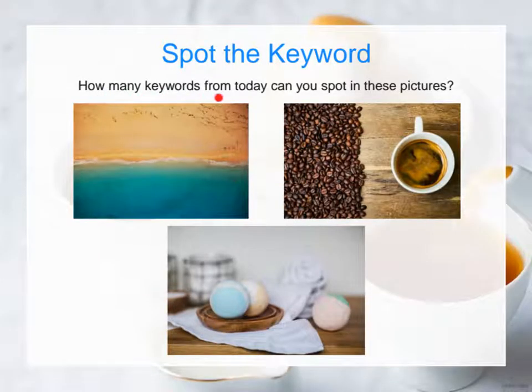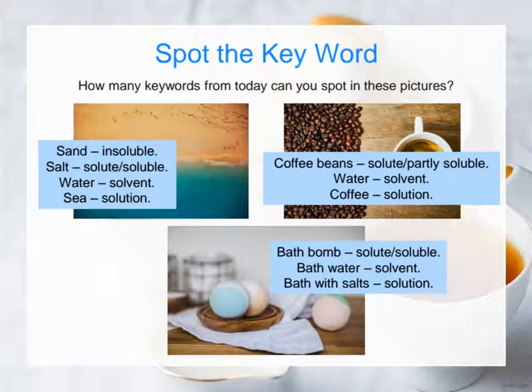How many keywords from today can you spot in these pictures? First, we learned that sand is insoluble, so it doesn't dissolve in water. Salt is soluble. Once salt is soluble, it will be the solute, which is dissolved in water, which is the solvent. And then I have the C, which is a solution formed from salt dissolved in water, from solute dissolved in the solvent.